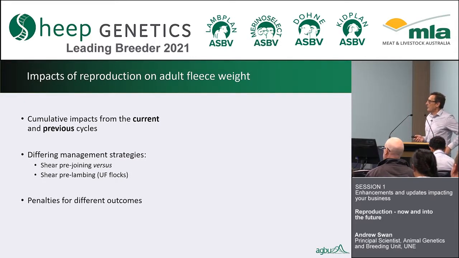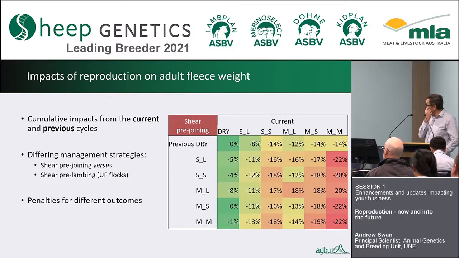So we looked at adjusting adult fleece weight for different reproduction outcomes, and so estimated penalties for different statuses. And here's the table of that just for the pre-joining shearing option. So what we're looking at here is relative to being a dry in the current cycle versus a dry in the previous cycle. That's our baseline. And then if you have a single but you lose the lamb, a single and you wean the lamb, multiples and you lose both, multiples and you raise a single, and multiples and you wean everything. So you can see that from here to there, if you rear multiples, you're losing 14%, it's at 14% lower fleece weight than if you were dry.